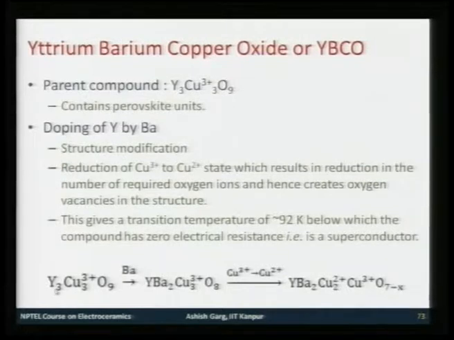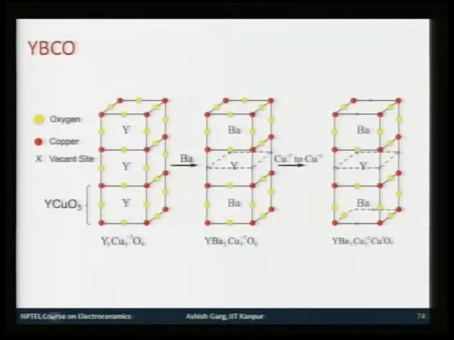So, how it happens is you have Y3Cu3O9, dope it with barium, so substitute for 2 yttrium. Naturally, if you substitute for 2 yttrium, your requirement of oxygen goes down by 1. So, it becomes YBa2Cu3O8. Now, 2 of the Cu atoms reduce from the +3 state to the +2 state. So, the formula now becomes YBa2 Cu2(2+) Cu1(3+) O7-x, or if you do not count x, you could take it as 7.